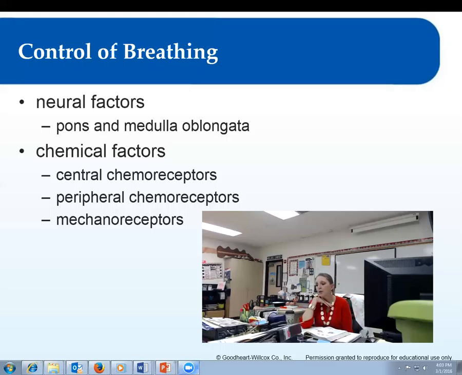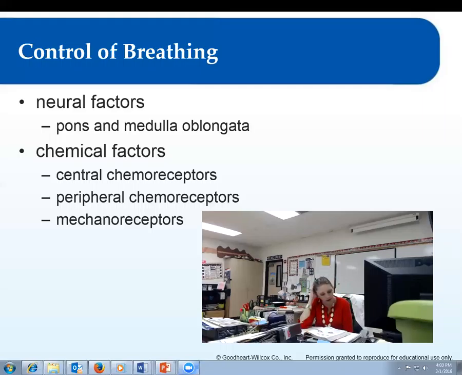All right, peripheral chemoreceptors are in the aorta, which is the largest artery in the body. That's the artery that comes off of the heart that feeds blood to everywhere else in the body. And then the carotid arteries are the arteries in your neck. That's where you feel your pulse, right? In your neck, that's your carotid pulse. And that actually brings blood to your brain.